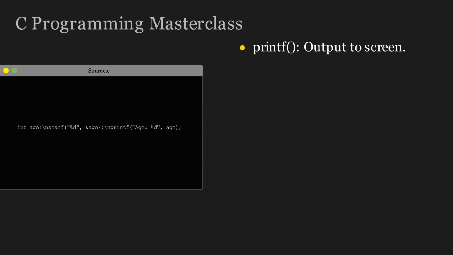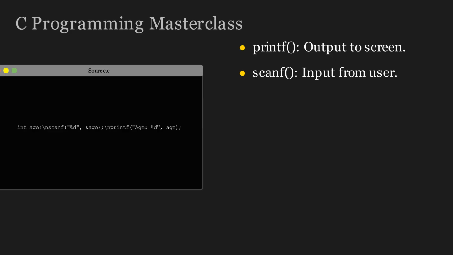A program is useless if it cannot interact with the user. We need input and output, or I/O. We already saw printf for output. It prints text to the console. You can also print variables using placeholders like %d for integers. But how do we get data from the user? We use scanf. Let's look at the example.